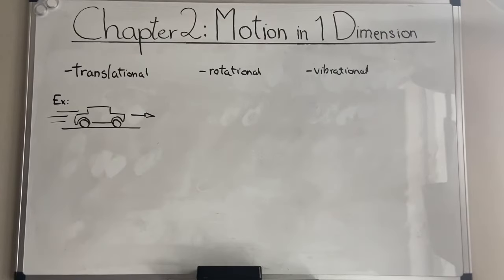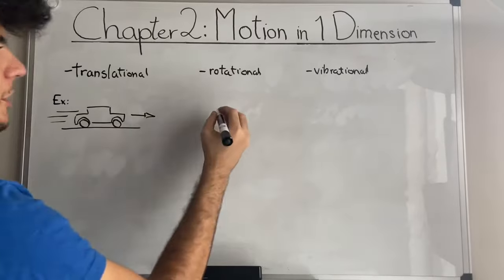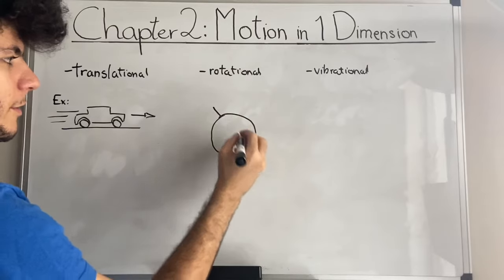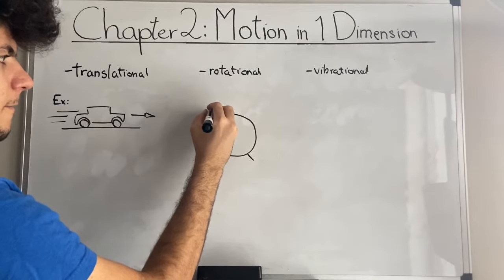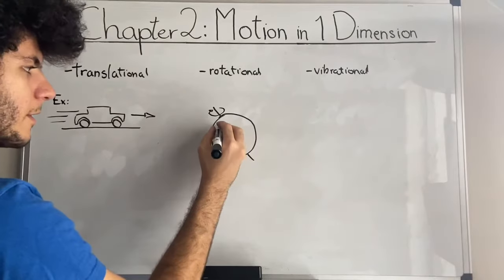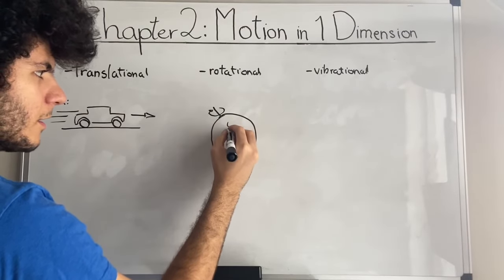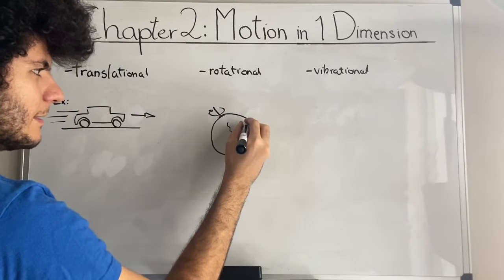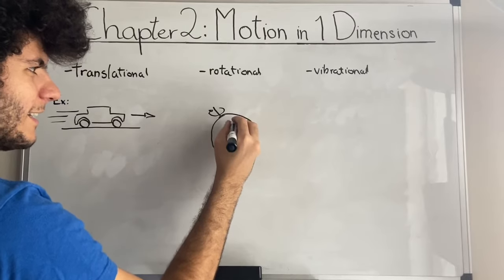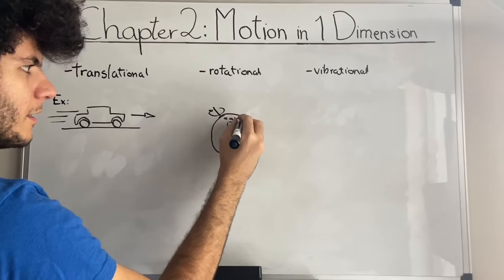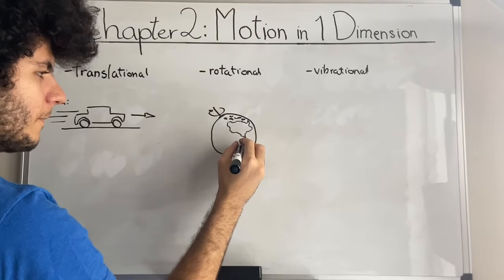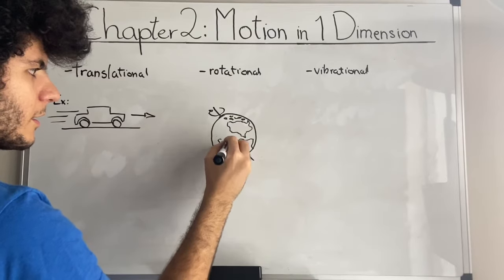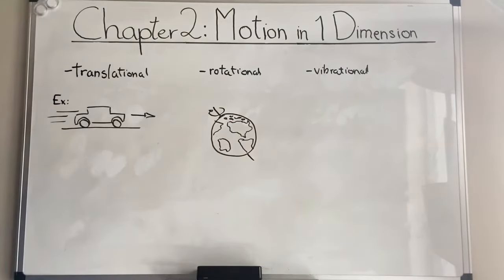Now, rotational is a bit different. An example of rotational could be the place where we all live, Earth. I guess I can try and make America. Oh, that's not very good. And there's little islands in the north of Canada. And then we have South America, I'm just gonna make a blob. We have Australia, Russia. Okay, there we go.